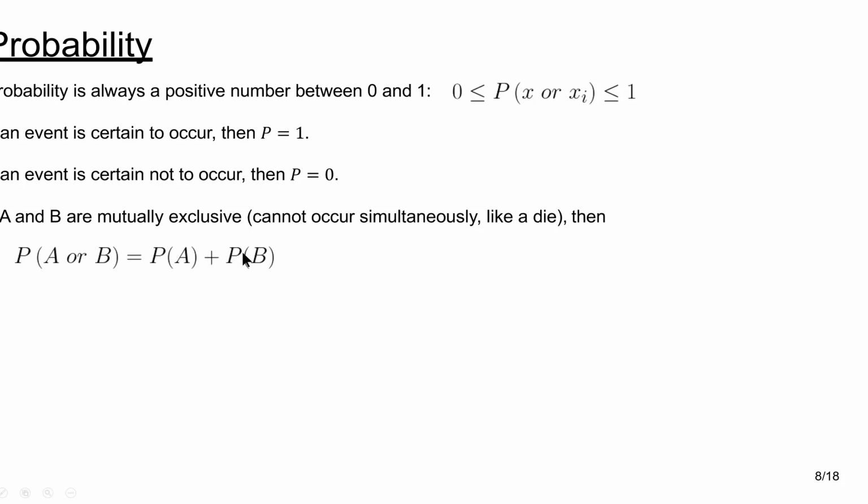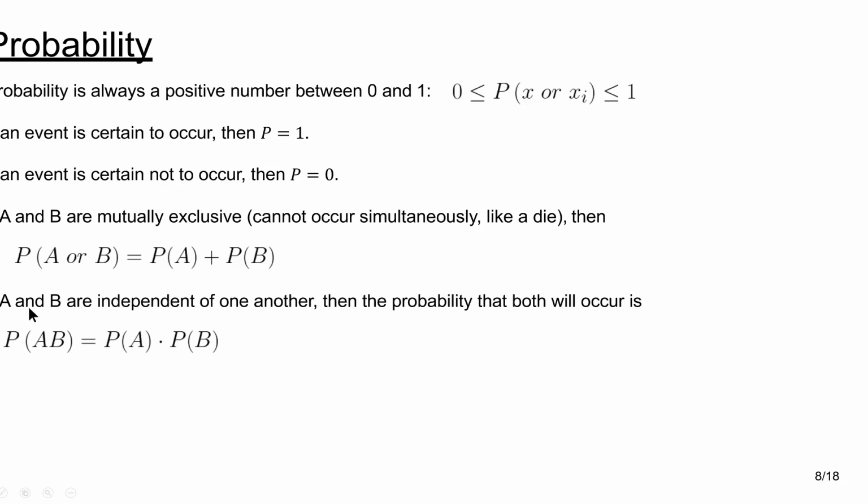And you add those two probabilities together. So you've got 1/6 plus 1/6. So you have 2/6, which is a third. So there's a 33% chance that you roll a 1 or a 3. That's if they're mutually exclusive. So they can't both happen. One of them prevents the other one from happening.